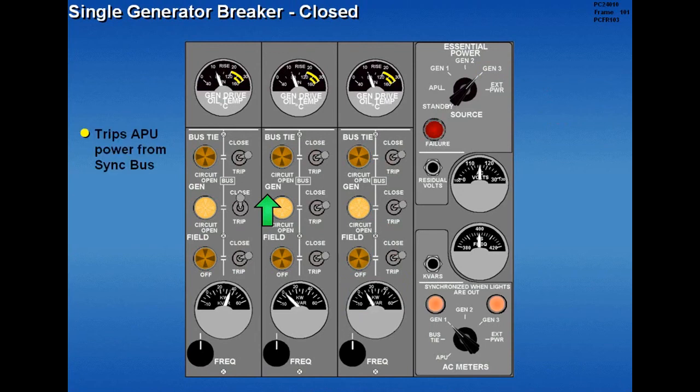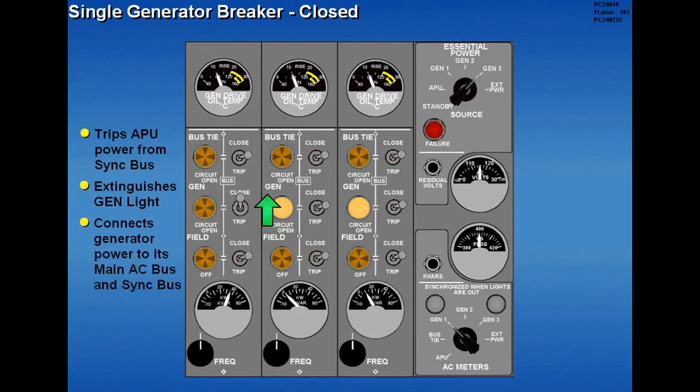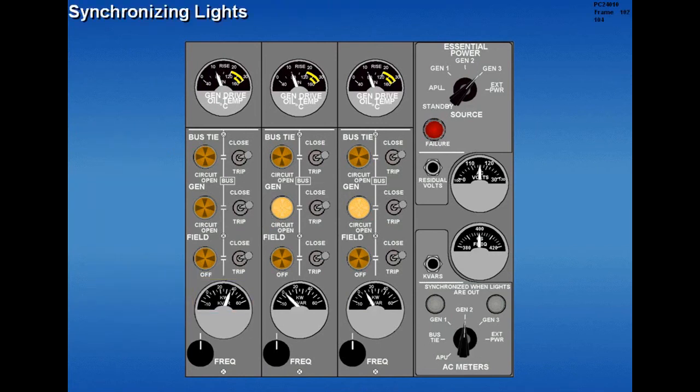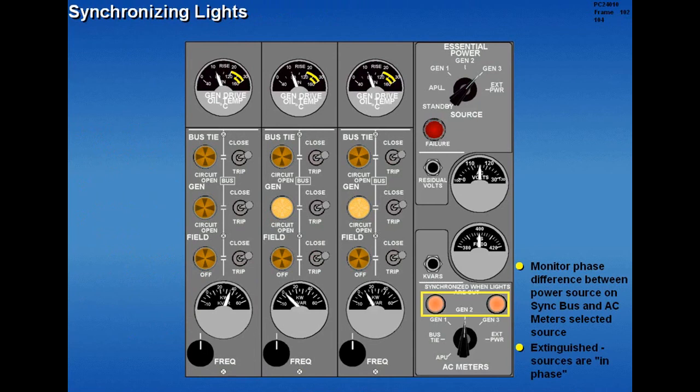Moving a generator switch to close trips APU power from the sync bus, extinguishes the respective generator light, connects engine generator power to its main AC bus and to the sync bus, and displays an electrical load on the respective kW meter. The synchronizing lights monitor the phase difference between the power source on the sync bus and the selected source on the AC meter switch. The sync lights are extinguished when the power sources are in phase. Generators must be in phase before they can be safely connected or paralleled to the sync bus.